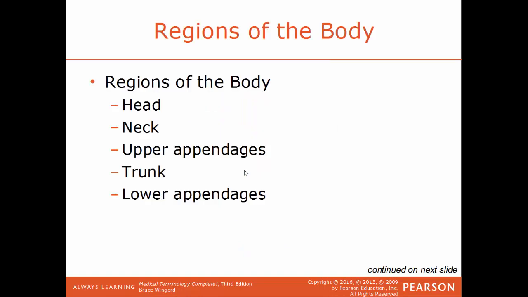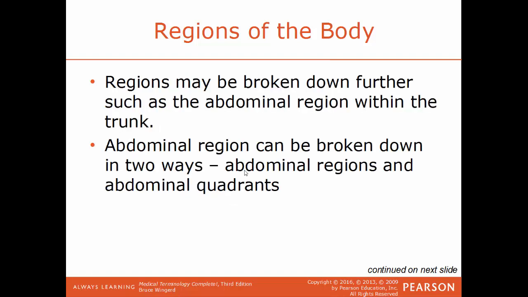All right, now I'll talk about various regions of the body, such as the head and the neck, the upper appendages, the arms, the trunk, which is another term for the chest, and then the lower appendages. Now, some regions are so complex they are further broken down themselves into other types of regions. A good example of that would be the abdomen. And the abdomen is broken down into two separate ways. It's broken down into quadrants, also broken down into regions.